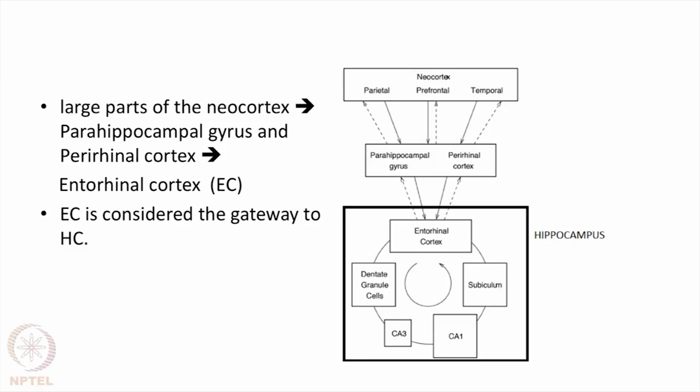So, from entorhinal cortex you project to the dentate gyrus, which is shown here in this picture as dentate granule cells. From there cells project to CA3, and from CA3 they project to CA1, and from CA1 they project to subiculum, and subiculum projects back to entorhinal cortex. So, it forms a loop of connections. There are more connections within hippocampus, and that we will see in a moment.